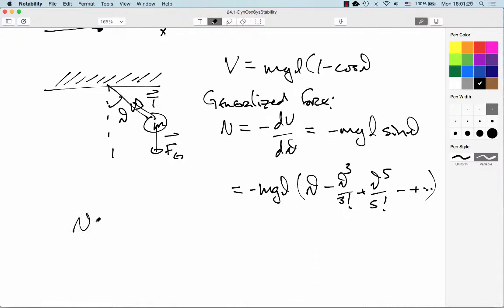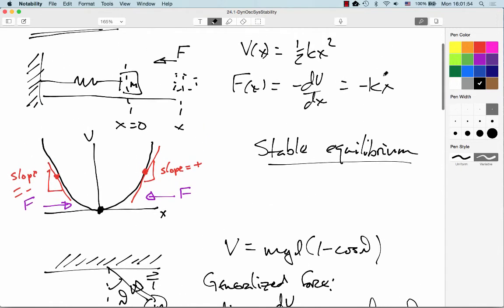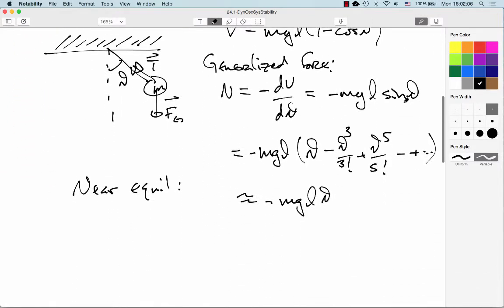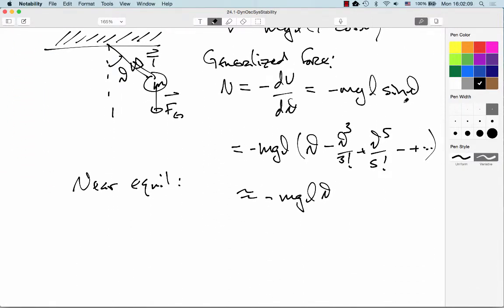But if we're near equilibrium, which is all we are really concerned about, seeing if the equilibrium point is stable, we can drop the higher order terms because theta is already going to be small, so theta cubed will be really small, theta to the 5th is absurdly small, and so forth. We get minus mgl times theta, which is in similar form to our minus kx restoring force that we had for the mass on the spring. It's minus some stuff times our generalized coordinate. Okay, so that's a restoring force too.